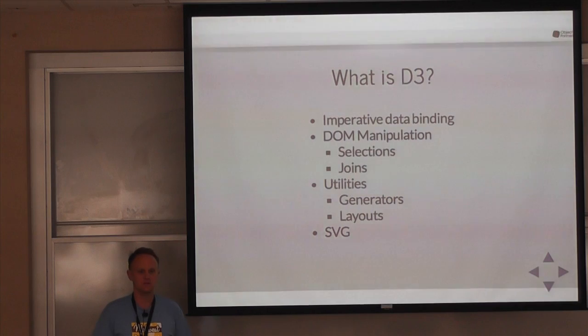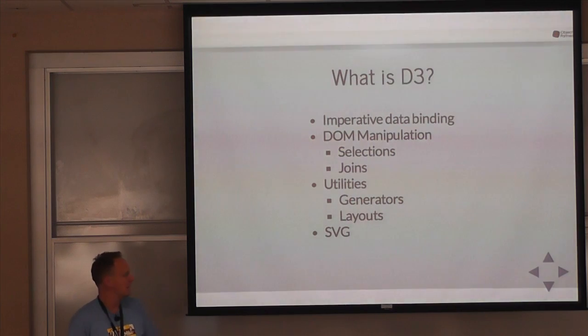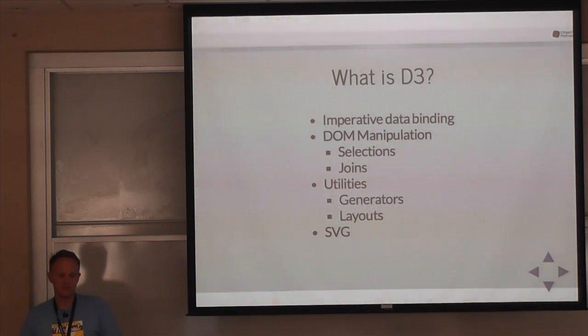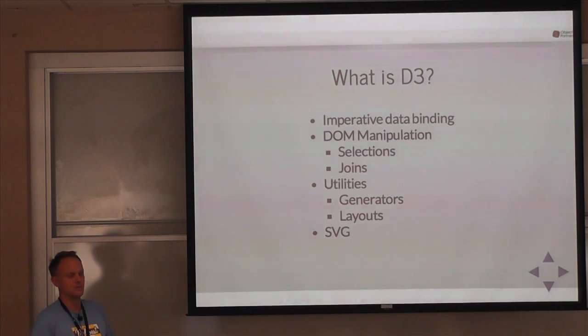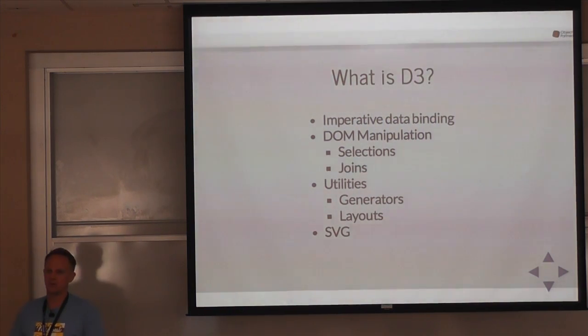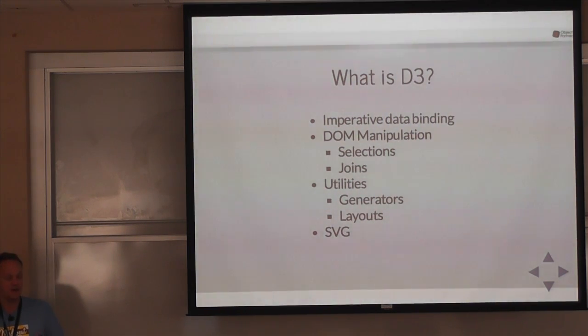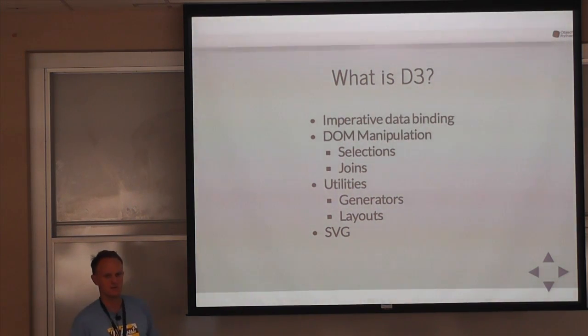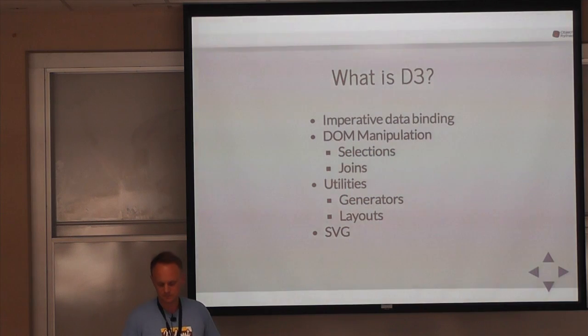You can use generators and layouts to generate new data based off your data and then apply that into a layout to lay it out the way you want to. And the last bullet point's SVG. It's like Christina talked about. D3 manipulates your DOM. It doesn't have to be inside of an SVG object. You can draw divs, you can draw tables, you can do whatever you want to, but it's really powerful and usually used inside of an SVG tag.